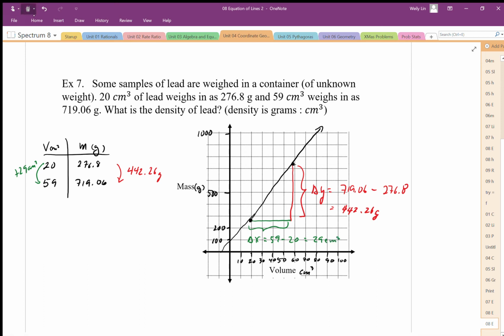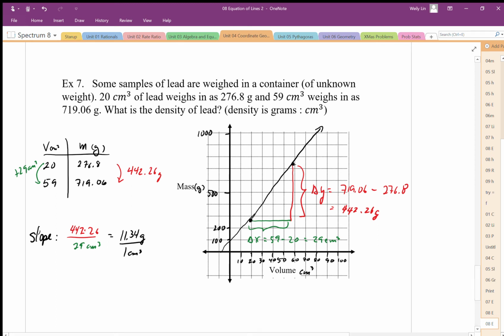So the slope ratio in this problem is going to be the change in the mass compared to the change in the volume. Or if we want to find the unit rate, this is going to give us grams per centimeter cubed, which is in fact going to be our density. So 442.26 divided by 39 is equal to 11.34 grams per cubic centimeter. The slope works out to be 11.34 grams compared to 1 cubic centimeter. So that is the density of lead.